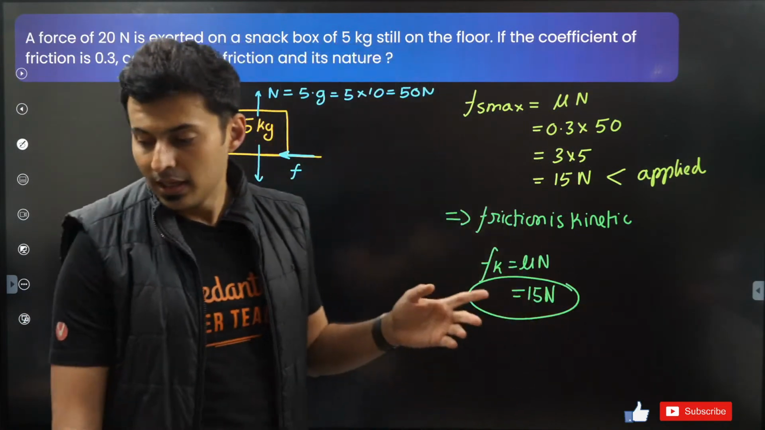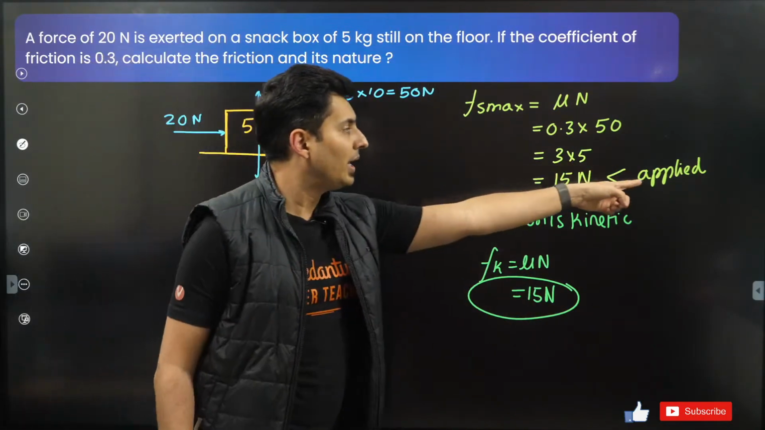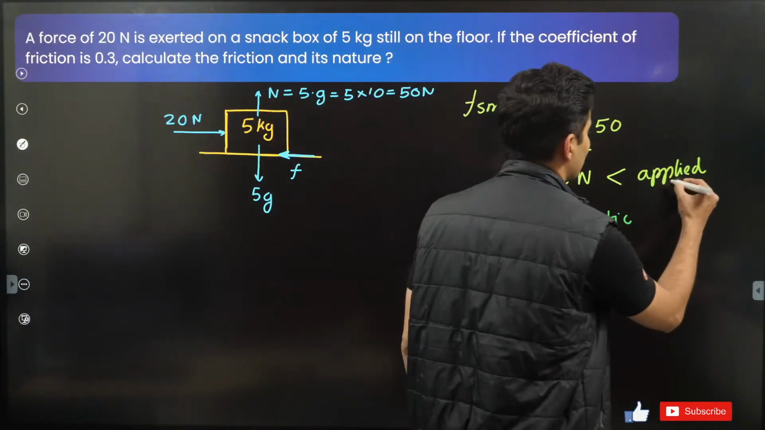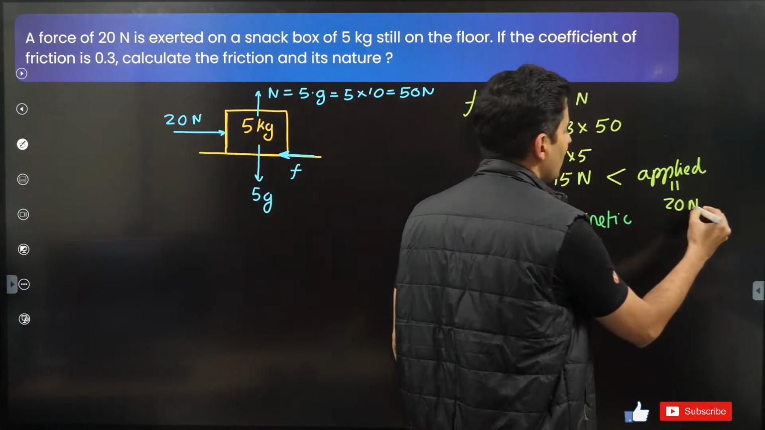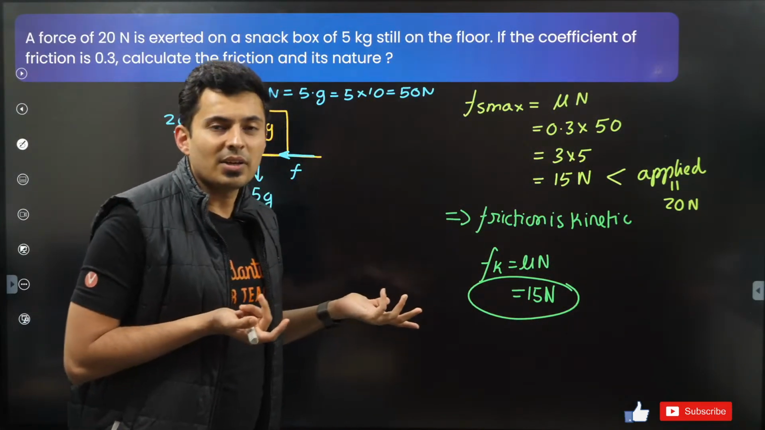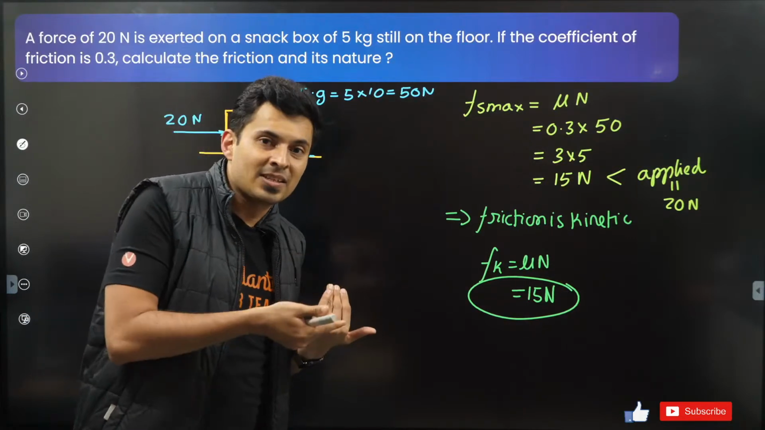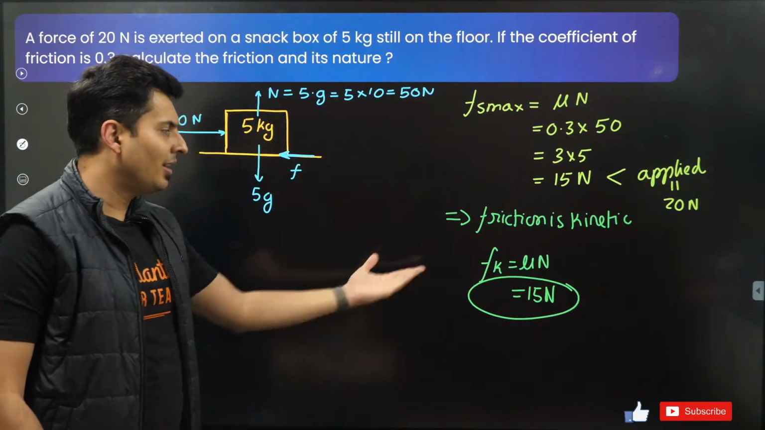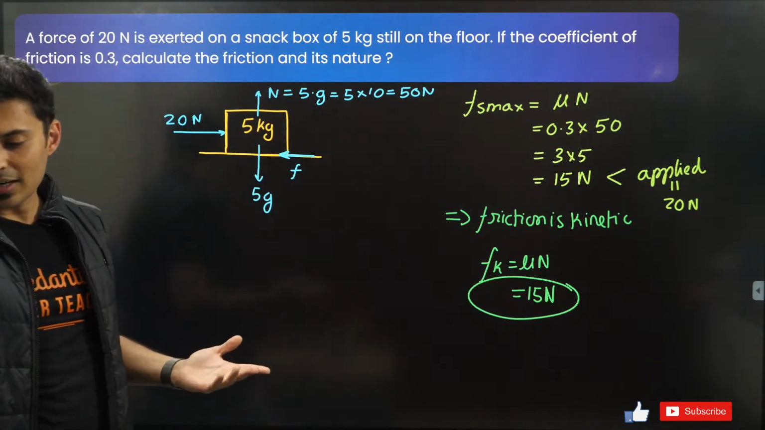Okay? Great. Rakesh, it is kinetic because of my applied force. How much is my applied force? The applied force was 20 Newton. I'm applying 20 Newton, but the limit is 15. I'm applying more than it can sustain, so obviously it will slide. And once it slides, what kind of friction will be there? Kinetic. Got it?